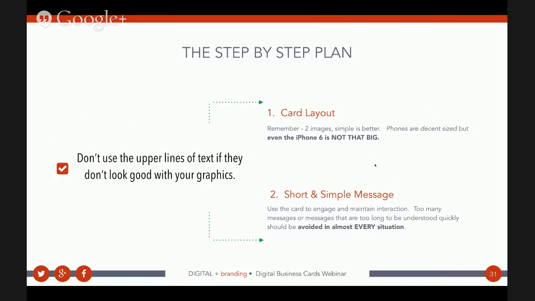So now we're kind of down to the end. We've got the step-by-step plan here. And number one is the card layout. Simple is better. 2 images. Don't go overboard with fussy little images. Simple images. Phones are decent size, but even the iPhone 6 is not that big. Watch out with those logos. Keep them very simple. Don't use the upper lines of text if they don't look good with your graphics.